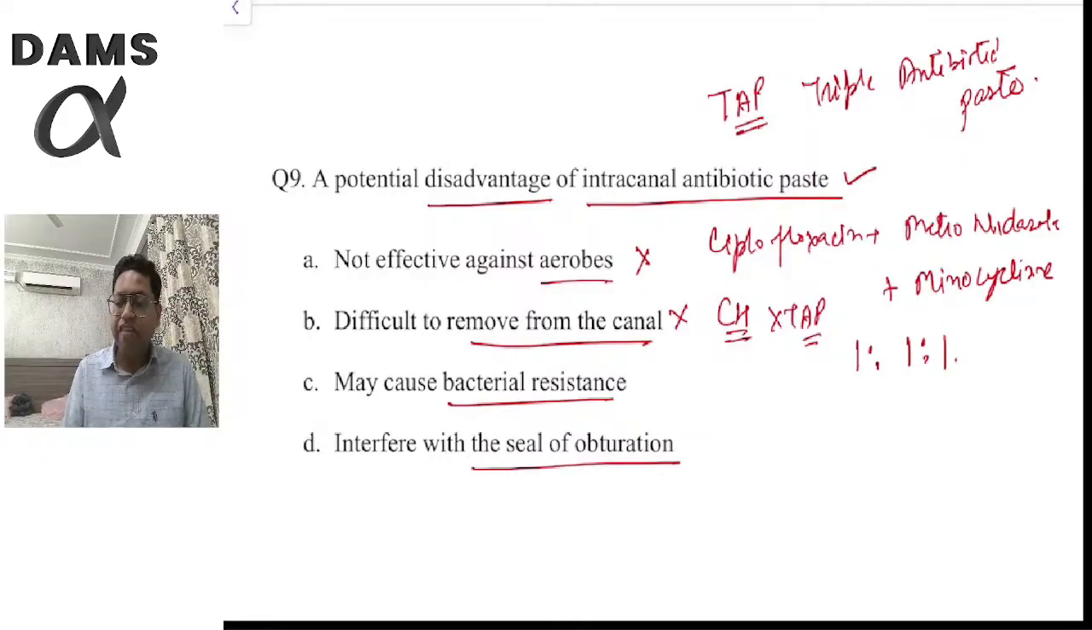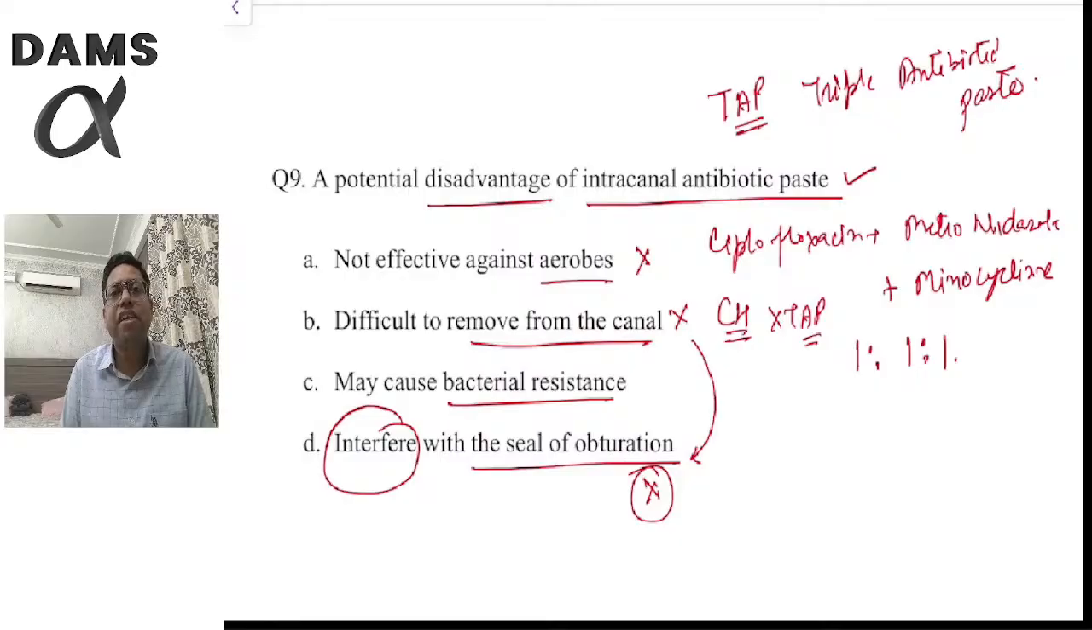So when it is completely removed, the related thing is that it interferes with seal of obturation. No, when we are able to remove it completely from the root canal, it would not interfere with the seal of obturation. So option D is also not correct.